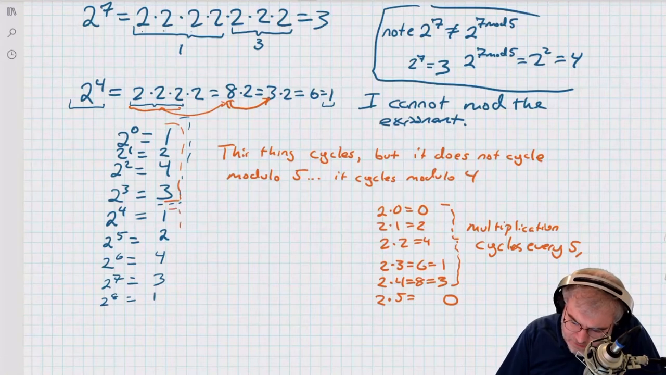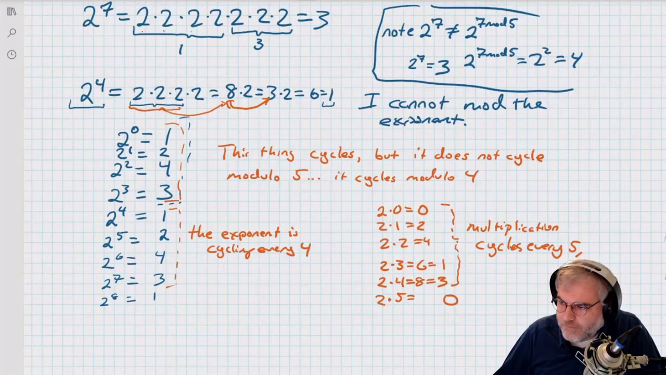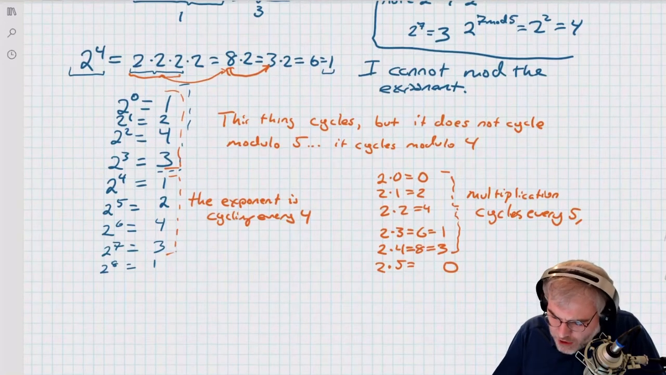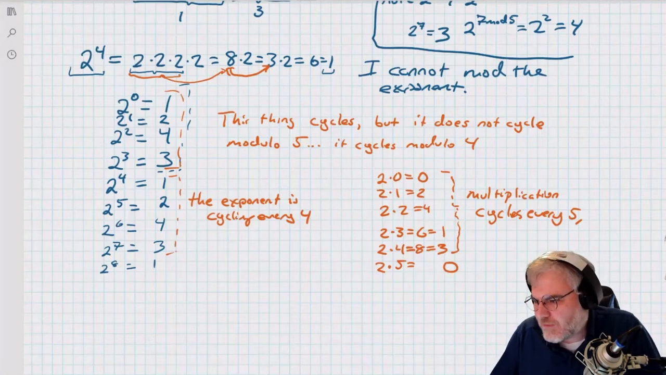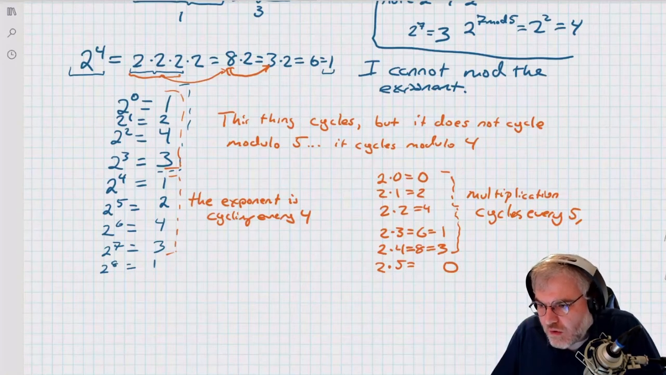But this, the exponent, is cycling every 4. How do we feel about that? Let me ask that again. 1 to 5. Notice what's going on here. It's not clean like multiplication was for prime numbers. And it's worse because it may cycle every 2 or something else that divides 4.